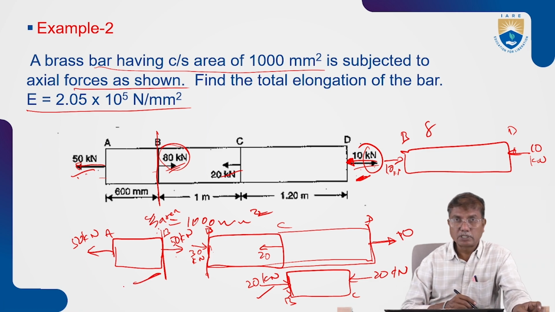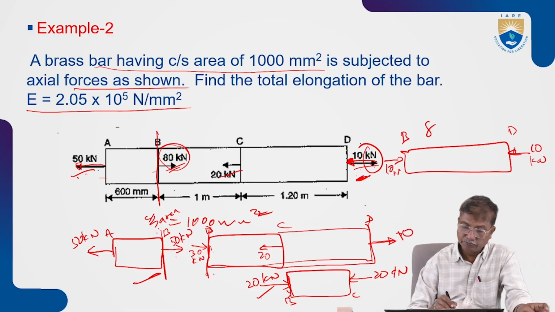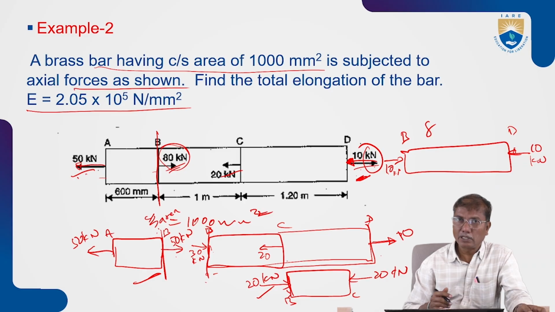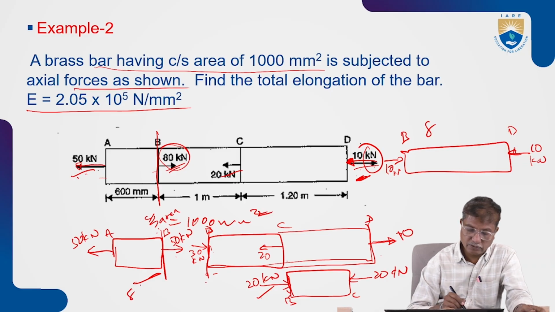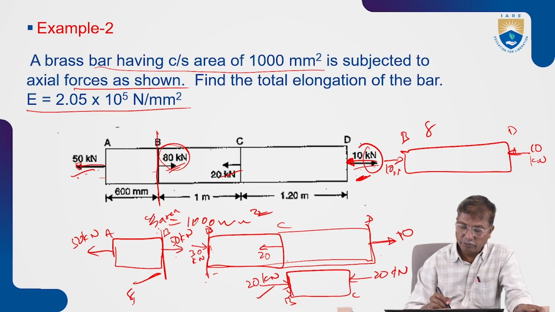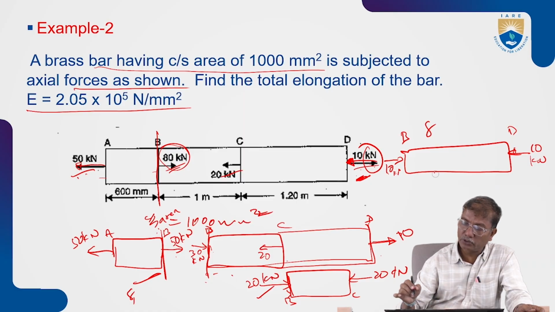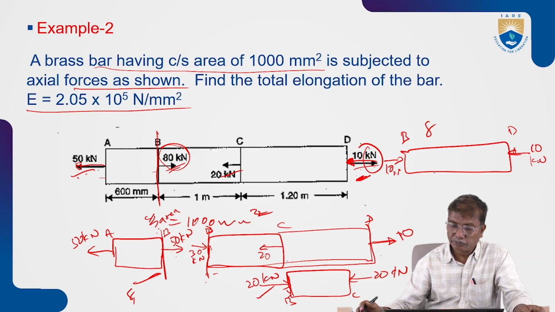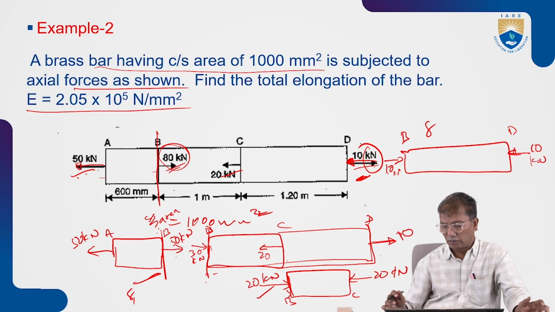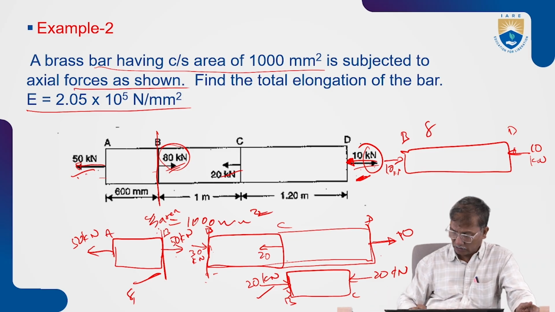AB is subjected to tension, that means elongation. BC and BD are subjected to compression. So the total elongation is elongation of portion AB, compression of portion BC and compression of portion BD. So the total is obtained by adding these three changes in length.